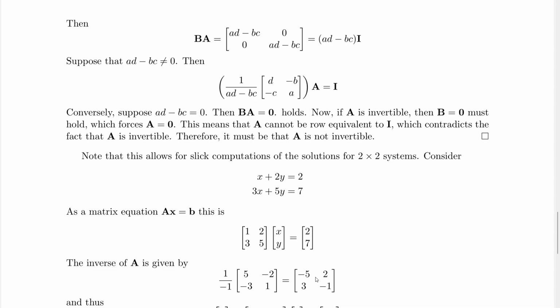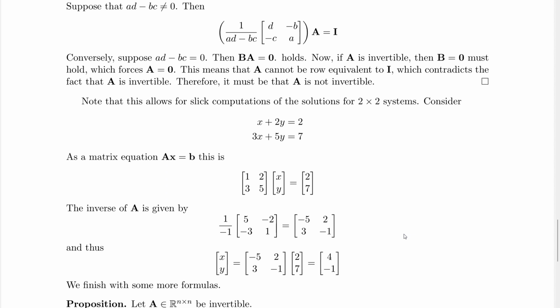And as we know, if you have the inverse, then you can solve Ax equals b by setting x equal to A inverse times b. So that's what we do right here. So x, y is equal to A inverse times the right-hand side b. So here you get a negative 10 plus 14 giving me a positive 4, and then a 6 minus 7 giving me a negative 1. And hey, there you go. Slick computation of the solution of a 2x2. Neat. So it's a pretty quick way to solve 2x2s by just using the inverse of a matrix.